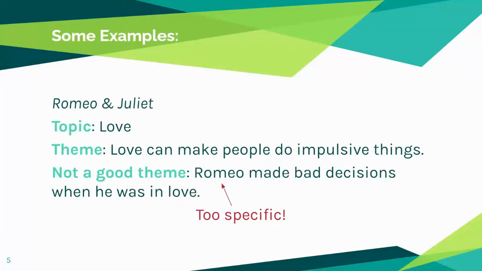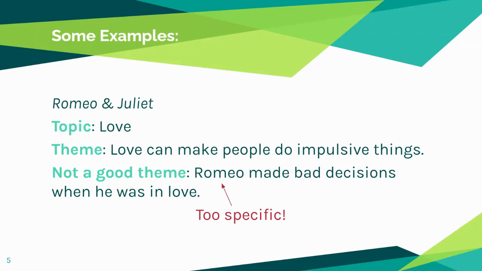Some examples would be if we think about Romeo and Juliet, some of you probably read that last year. A topic in that play is love. A theme based on that topic could be love can make people do impulsive things. That's a statement that explains what this play says about love. An example of a not so good theme is the one below here. Romeo made bad decisions when he was in love.